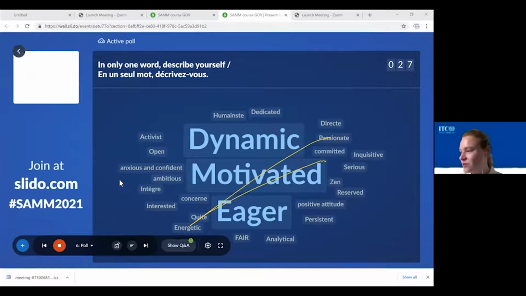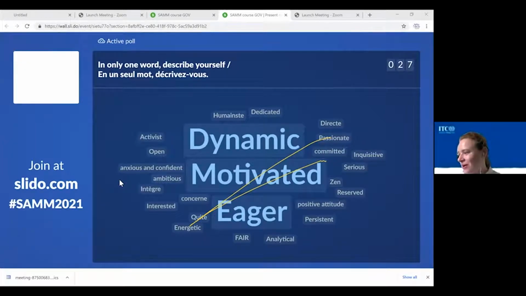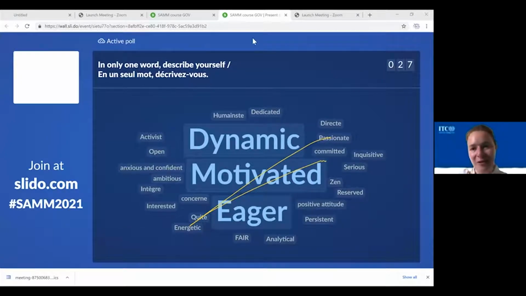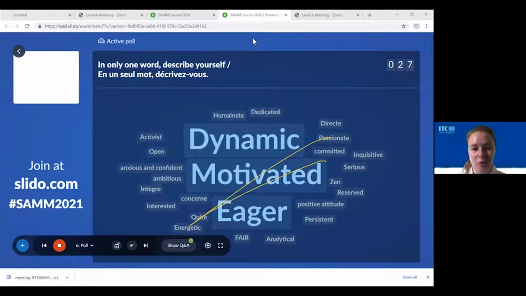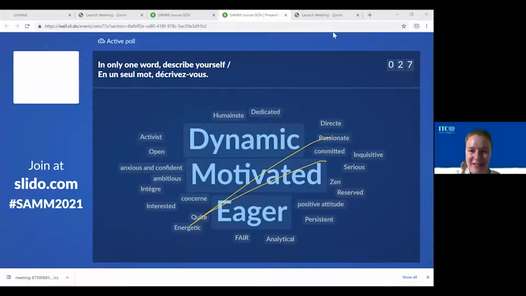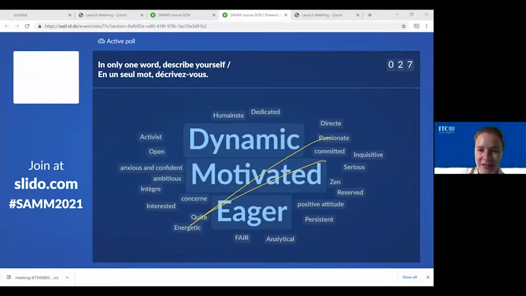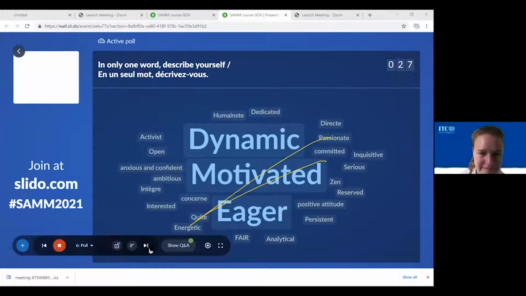So may I ask Isham to take a picture of this screen so that we can use it across the training. So it's encouraging to see these attitudes, to see that we are working with a dynamic, motivated, and eager group of persons.